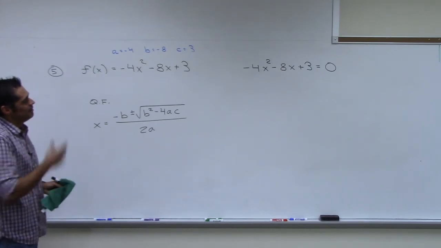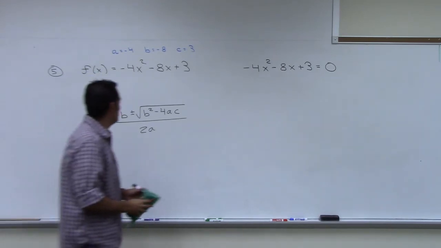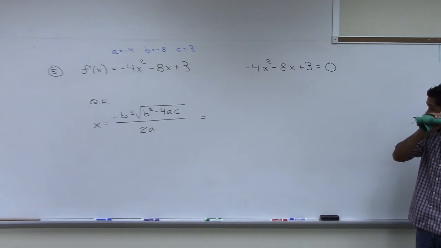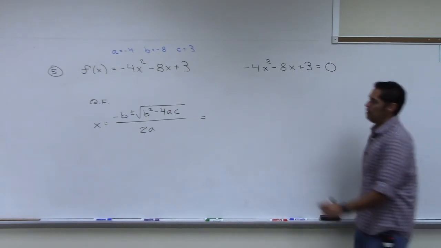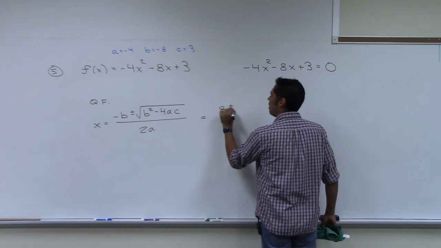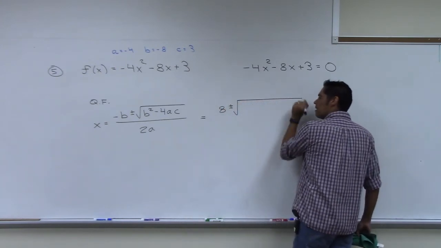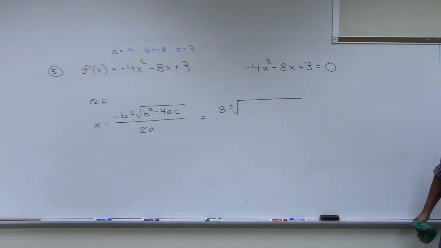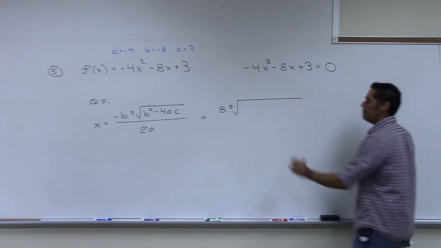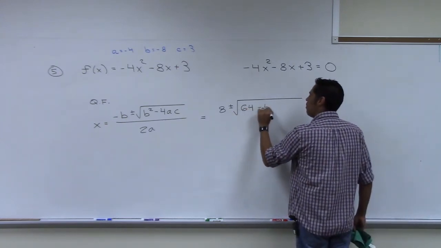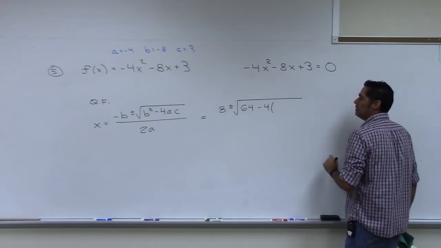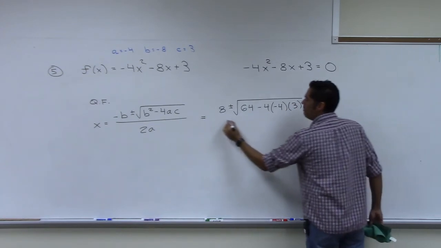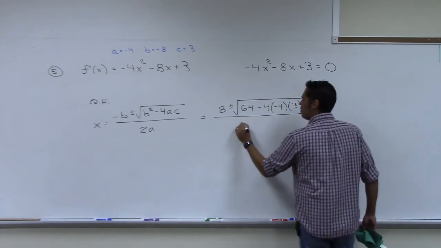All right, do this. Come on. So let's plug in. What's negative b? 8, right? It's negative, so it's 8, and then plus or minus the square root of b squared. What's b squared? Negative 8 times negative 8, which is 64. Minus 4 times a, negative 4, times c, 3. All of this, the entire thing, over 2 times negative 4.